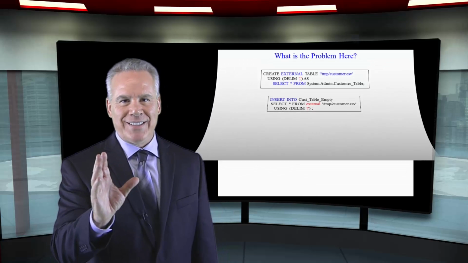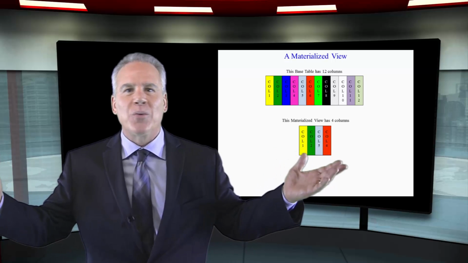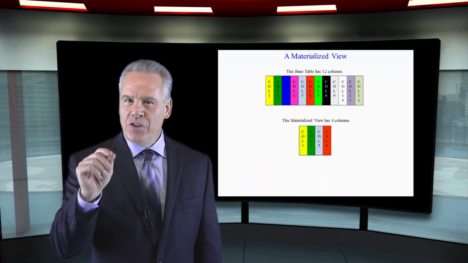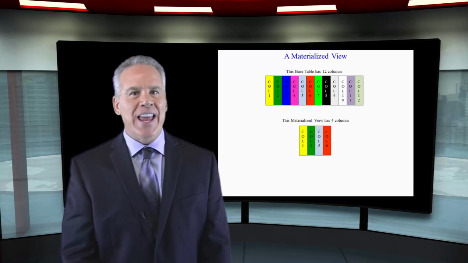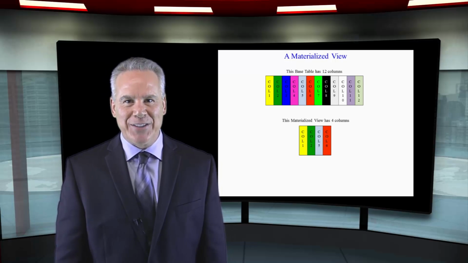On some Netezza systems, tables have columns numbering 300 of these. Those are wide tables. The issue is that you might have a wide table with hundreds of columns, and yet the users are only querying the first 4 or 8 of those. This is an excellent time to create what is called a materialized view.